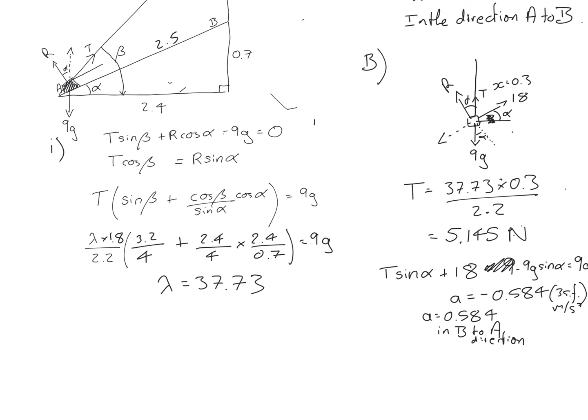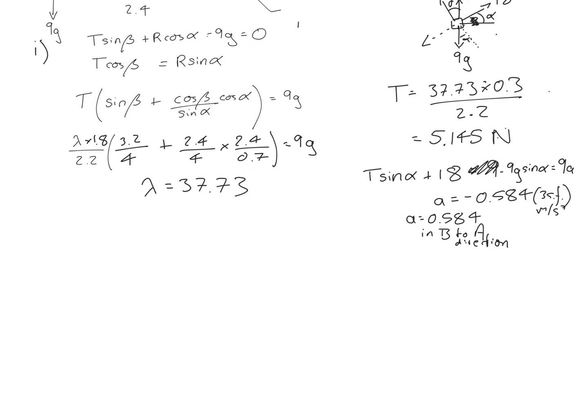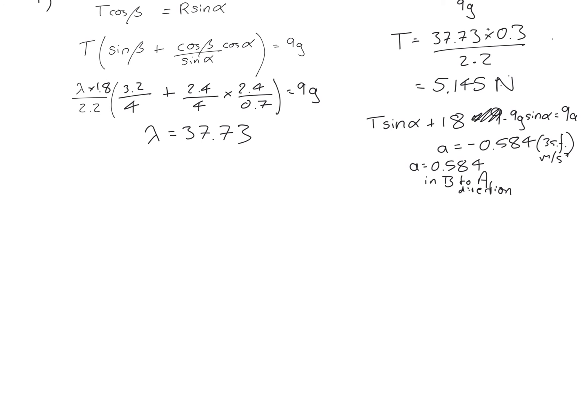Okay, nearly there. We want part 3. What is the speed when it reaches B? Well, clearly we can't use suvat because the acceleration is not constant, because we've just shown the two accelerations. So therefore we've got to use energy.